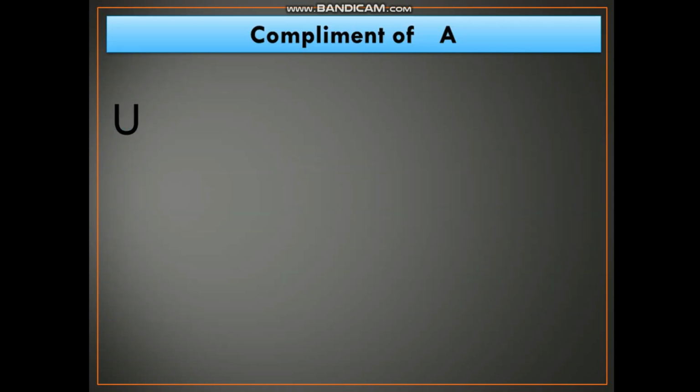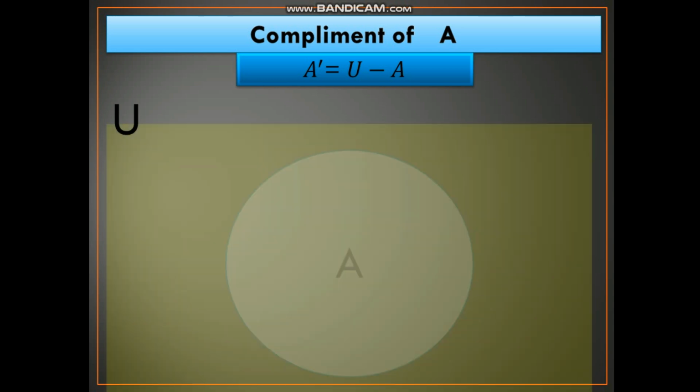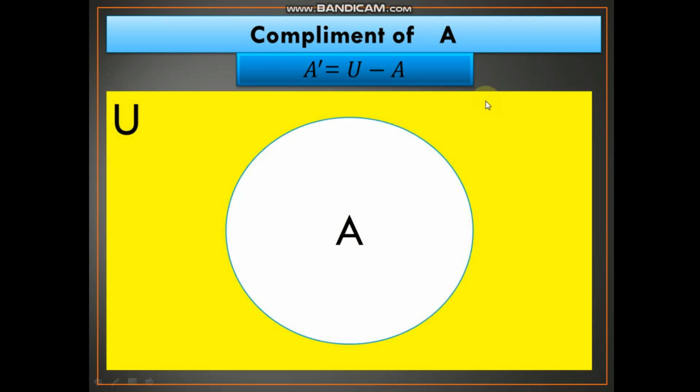Another is complement of A. What does complement of A mean? Complement of A means U difference A. U difference A gives us the complement of A. Here this A you can read as A dash or A complement, right? It means that from the universal set you have to take out set A. When we take out set A, this place will be vacant.